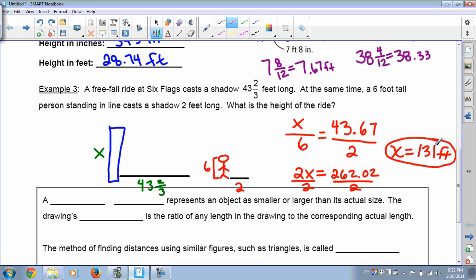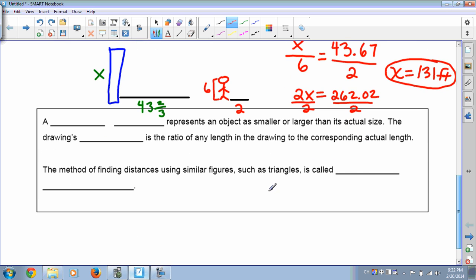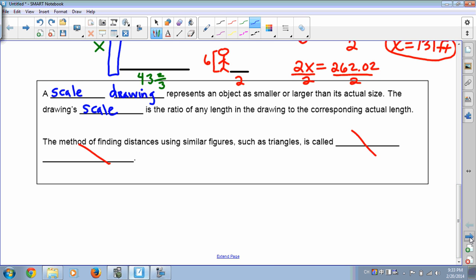That's the nearest foot. Okay, there is a couple of fill in the blanks here at the bottom. You do not need to know these last two blanks. I'm just more concerned that you know what the top part is. Let's go ahead and read it. A blank blank represents an object as smaller or larger than its actual size. That would be a scale drawing, like a map or something like that. A scale drawing represents an object as smaller or larger than its actual size. The drawing scale is the ratio of any length in the drawing to the corresponding actual length. Okay, so we're going to go ahead and look at one of these problems on the next page.